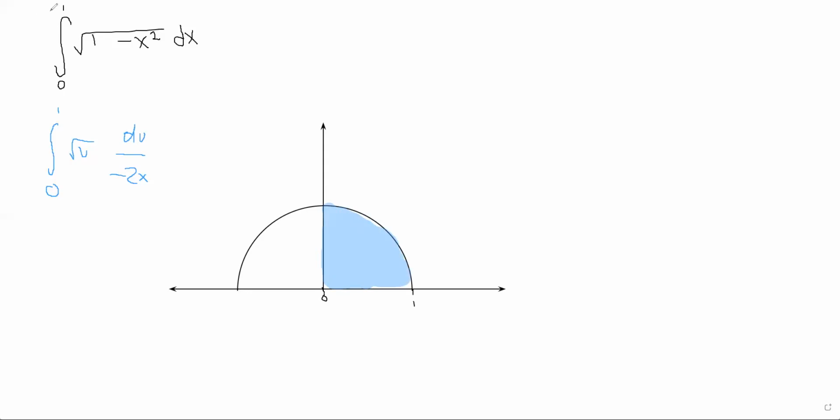So now what we want to do is assign a value to this. We know that it's going to be a quarter of a circle with a radius of 1. So the circle is going to be pi r squared. This is going to be pi over 4 for our area.